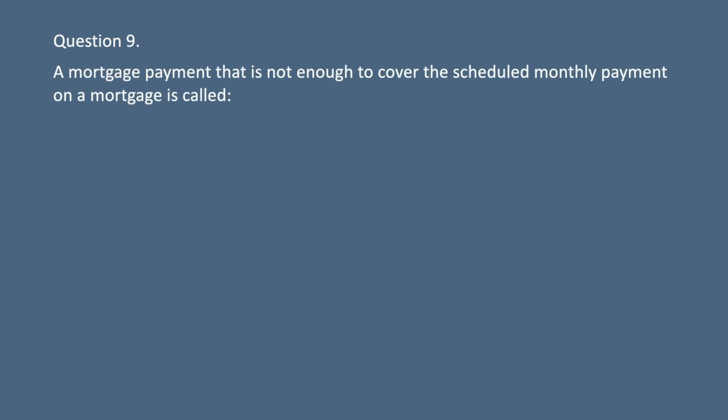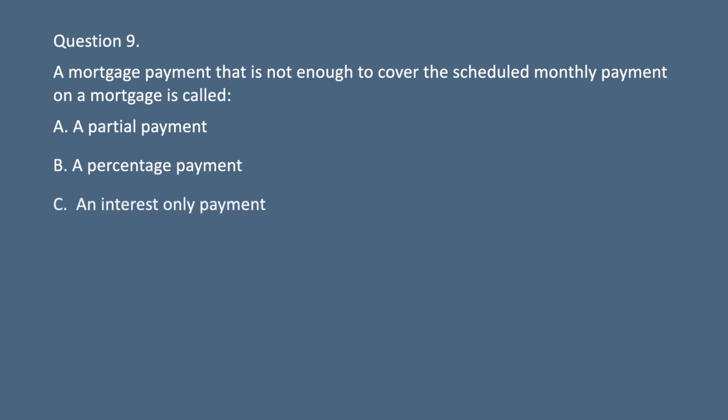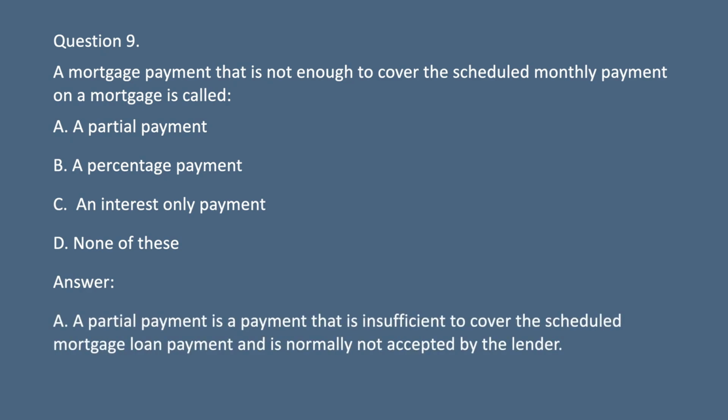Question 9. A mortgage payment that is not enough to cover the scheduled monthly payment on a mortgage is called A. A partial payment. B. A percentage payment. C. An interest-only payment. D. None of these. Answer A. A partial payment is a payment that is insufficient to cover the scheduled mortgage loan payment and is normally not accepted by the lender.